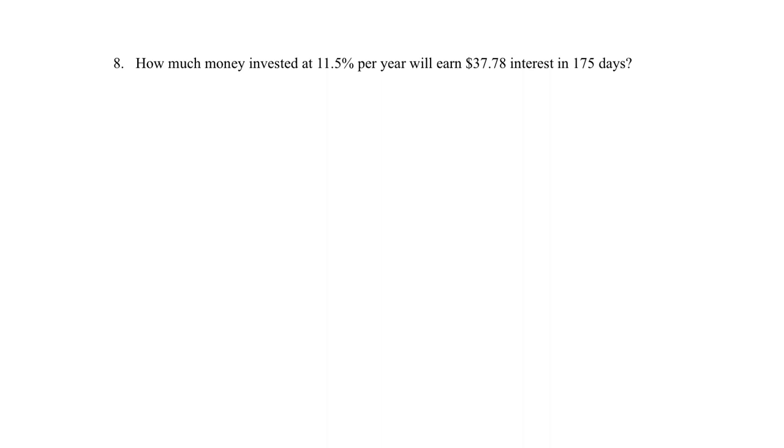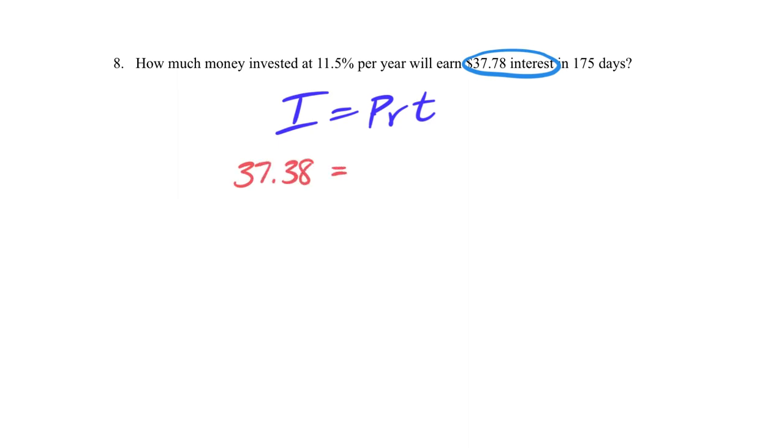You see that the problem is asking how much money invested at a certain amount will earn a certain amount of interest in a certain amount of time. Okay, that's a simple interest problem. I know I equals PRT. And now I can plug in all the information I know. Okay, what do I know? Well, if I scan across the problem, I see that I have $37.78 worth of interest. The question asks me how much money is invested. That means that to solve this problem, I'm actually looking for P. So I know that's the variable I need in the problem.